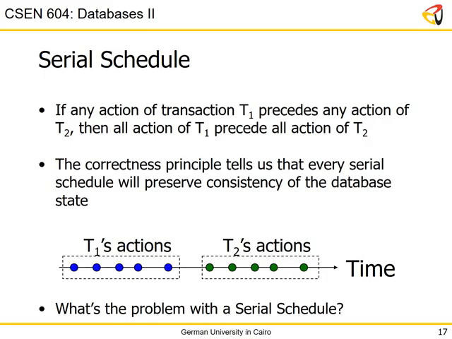Now, the correctness, we can argue about it even from a theoretical point of view. So let me read this point. It says if any action of transaction T1 precedes any action of T2, then all actions of T1 precede all actions of T2. I'm trying to prove that logically. So the correctness principle tells us that every serial schedule will preserve consistency of the database state. Now, I'm not going to go into a theoretical exercise here trying to prove by contradiction that this will always be the case, but I'm sure you are capable of doing that, so I'm just going to move on.